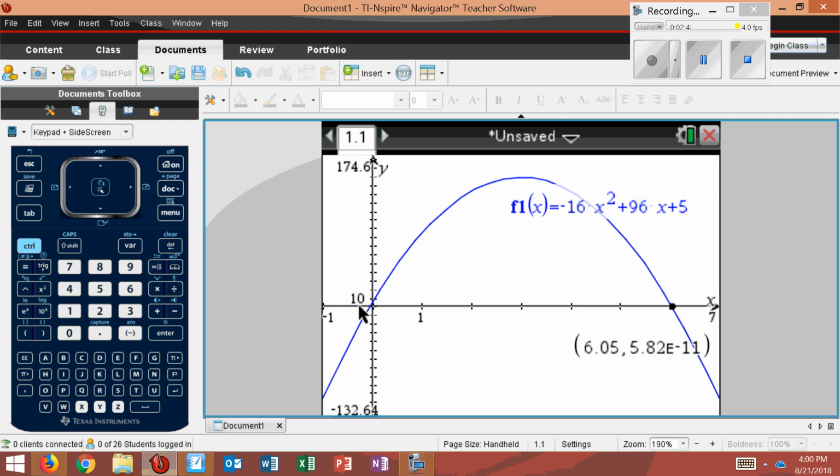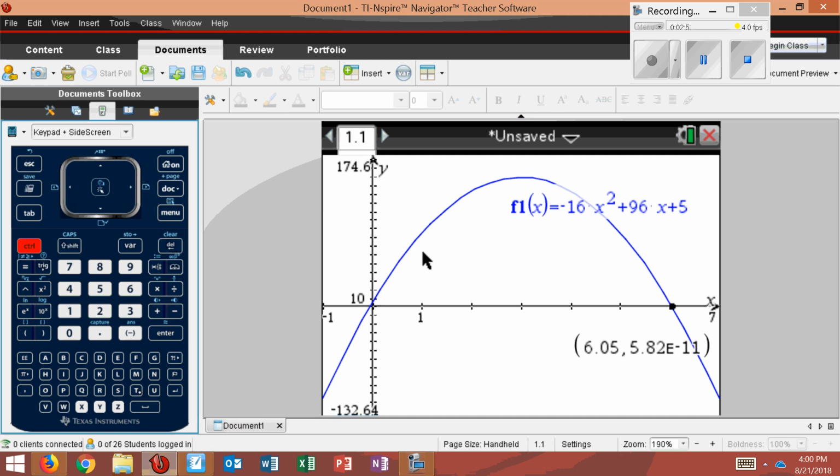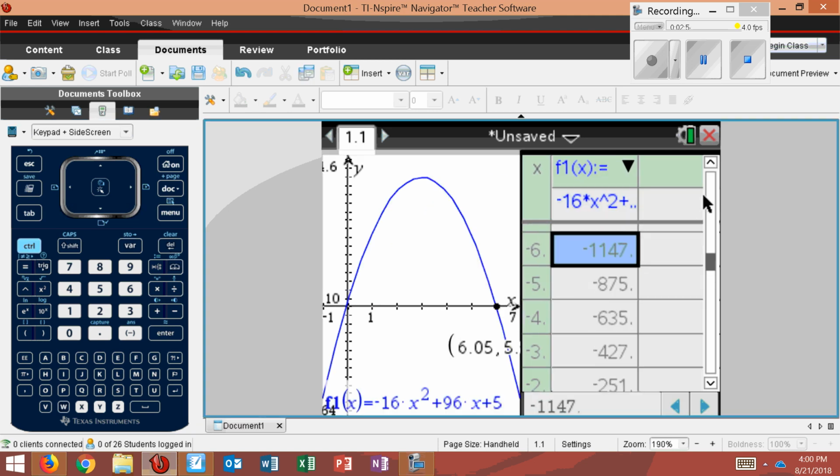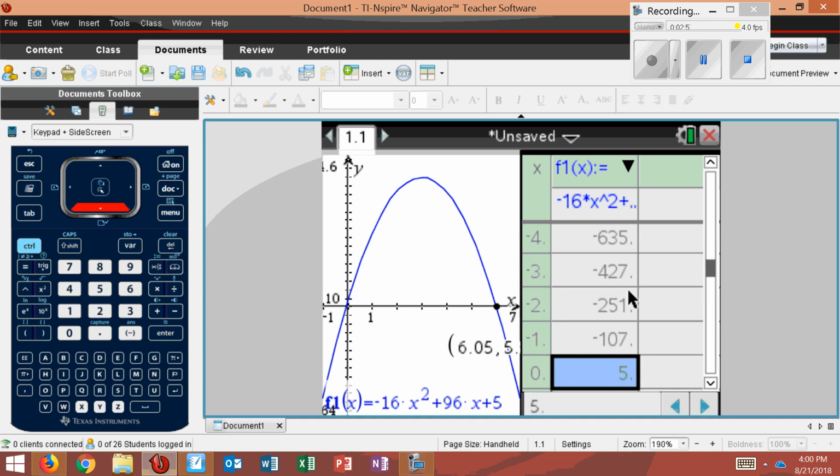Over here, that's going to be a y-intercept at 0.5. If you're not sure, hit Control-T, and you'll see it's 0, 5. You can see just like I was saying. So that's what that point is there. It's 0, 5. Let me take off the table here.